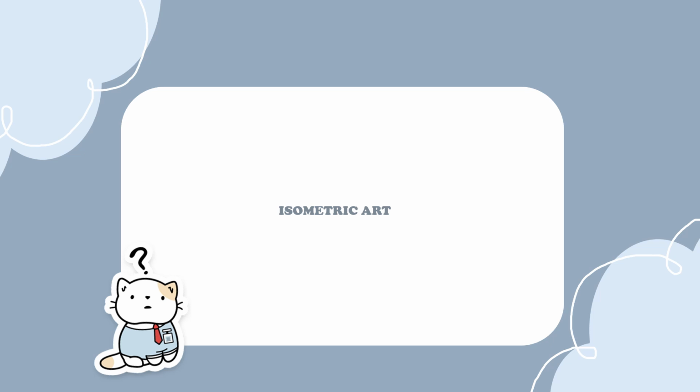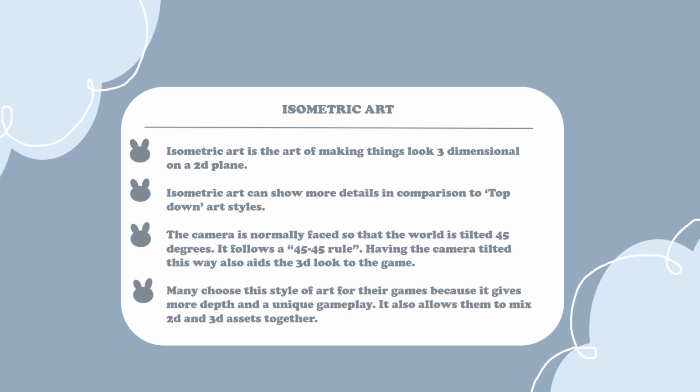Isometric art. Isometric art is the art of making things look three-dimensional on a 2D plane. Isometric art can show more details in comparison to top-down art styles. The camera is normally faced so that the world is tilted 45 degrees. It follows a 45 to 45 rule.